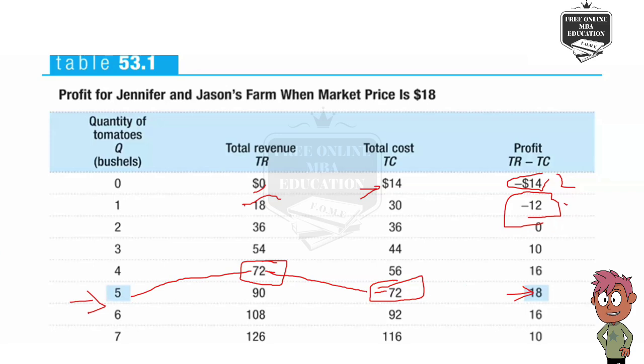Now, after this, what will happen? You will see the concept of marginal revenue creeping in, right? Now, at the sixth unit, my total revenue goes to 108, right? 108. However, my total cost is 92, so my profit goes down and becomes 16.